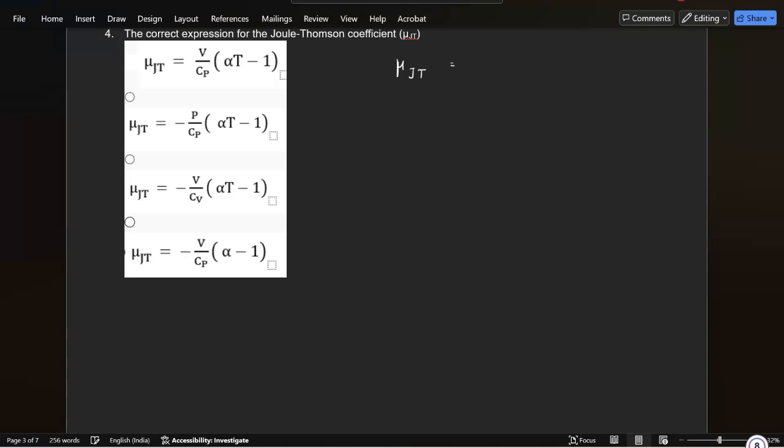What is Joule-Thomson's coefficient? At constant enthalpy, we see the change in temperature as we change the pressure. Okay, so this is the Joule-Thomson coefficient. This is the standard definition. Now we need to change this into variables such that they are all measurable quantities. So P, Cp, alpha, all these are measurable quantities. That's what we need to do. Some manipulations we have to do, so let's start doing it.